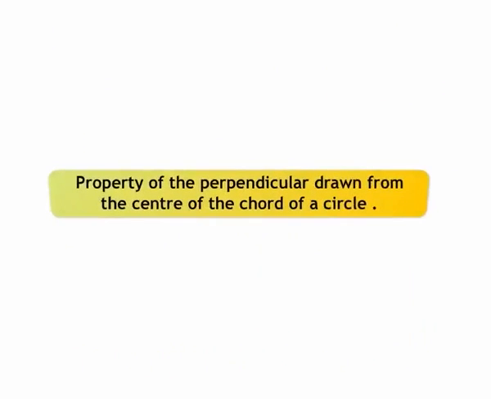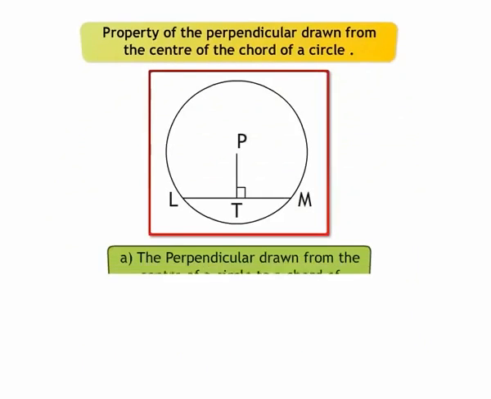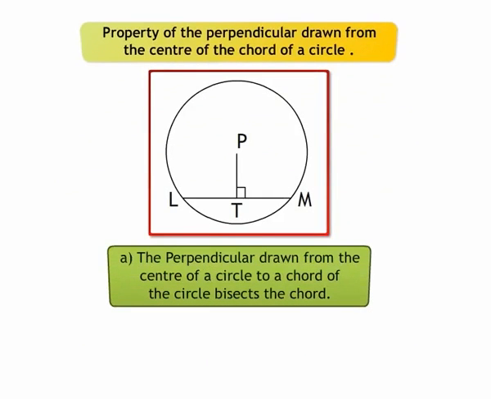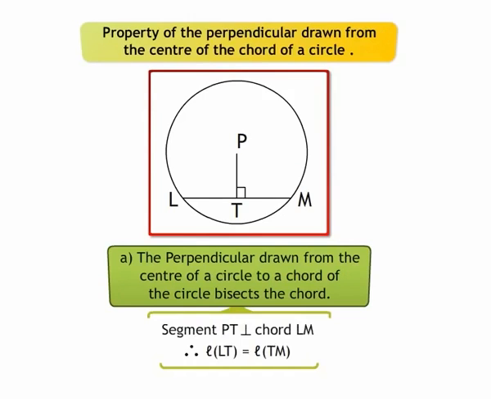Now let us learn about the property of the perpendicular drawn from the center of a circle to the chord. A. The perpendicular drawn from the center of a circle to a chord of the circle bisects the chord. Let us see the figure. Since segment PT is perpendicular to chord LM, therefore length LT is equal to length TM.